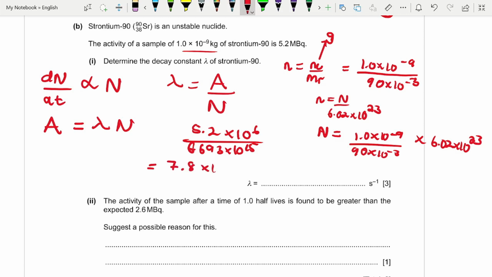Then our activity is 5.2 times 10 to the power of 6 becquerels. That's going to give you a lambda, which is 7.8 times 10 to the power of -10. That's going to be your value of lambda.